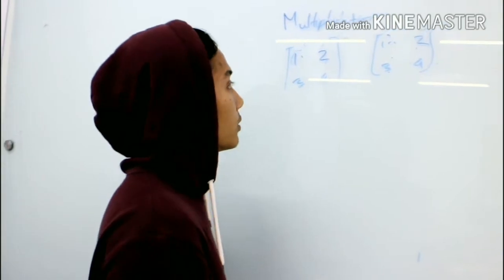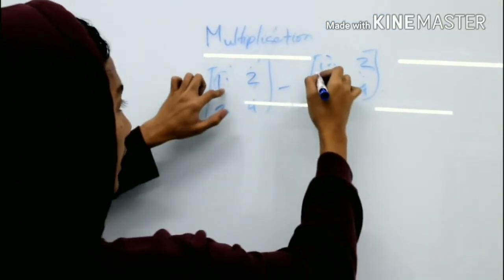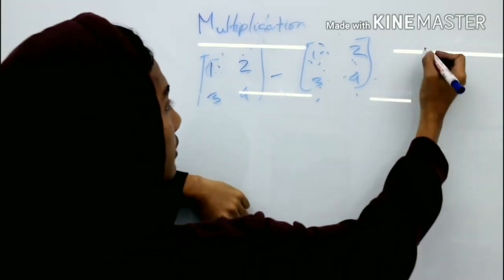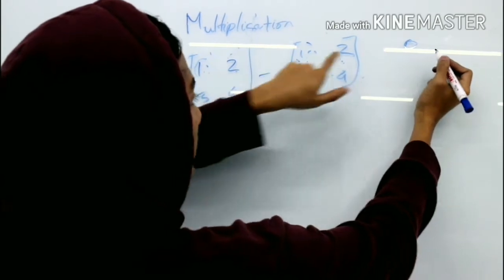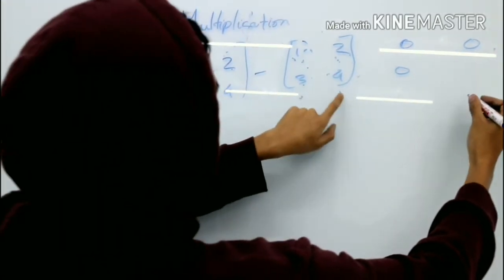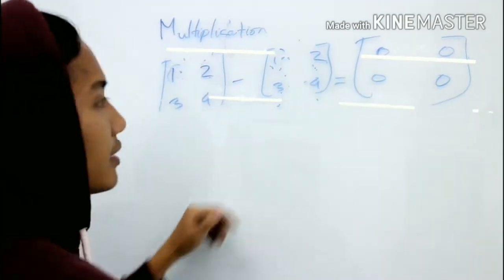And now, how to do the minus for the matrix. Okay. Here, this with this, this with this, this with this, and this with this. 1 minus 1 is 0, 2 minus 2 is 0, 3 minus 3 is 0, 4 minus 4 is 0. That's the answer.